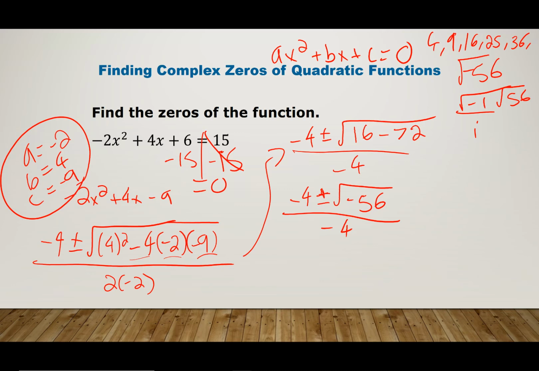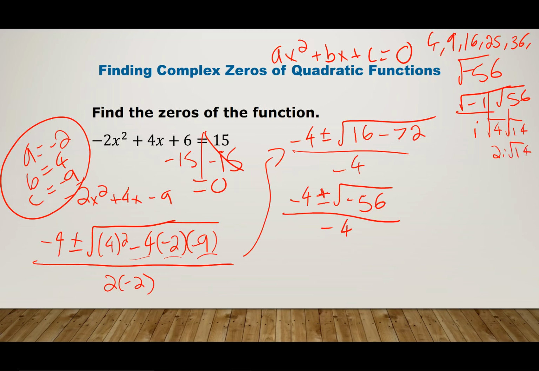Is 4 the biggest one? Yes, it is. All right, so we're going to break 56 up into 4 times 14. Square root of 4 is going to be 2, and the i is still going to be there. So in the front, we'll have 2i, and the square root of 14 won't simplify.